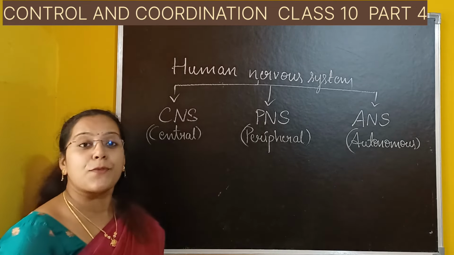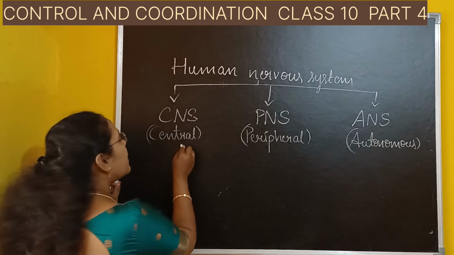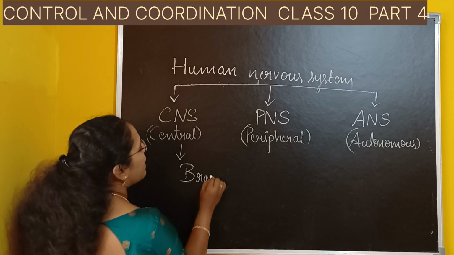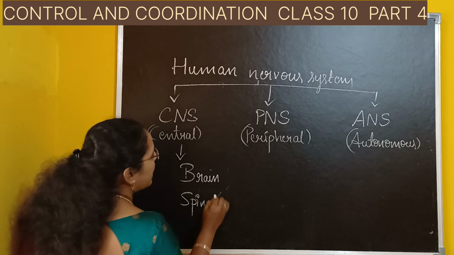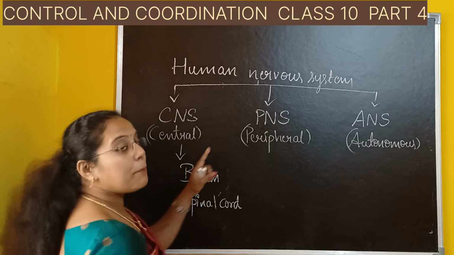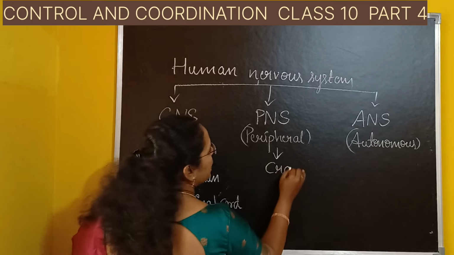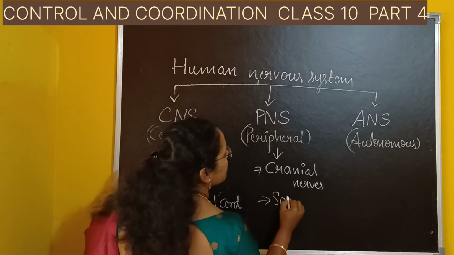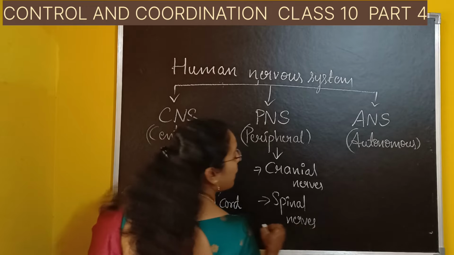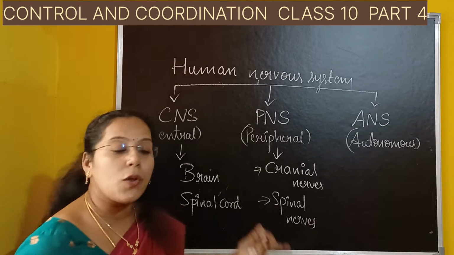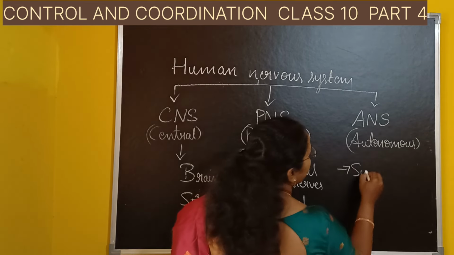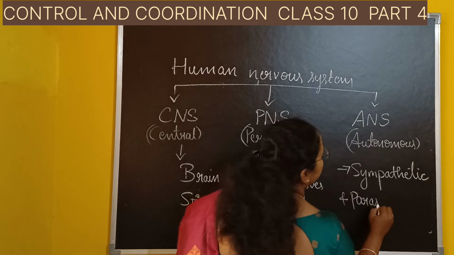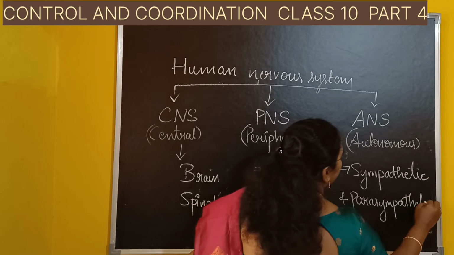So how is this central nervous system further subdivided? The topics that we study under the central nervous system are the brain and the spinal cord. Under the peripheral nervous system, we will talk about cranial nerves and also spinal nerves. I'll tell you what they are. When we talk about the autonomous nervous system, we will talk about the sympathetic and parasympathetic nervous system.